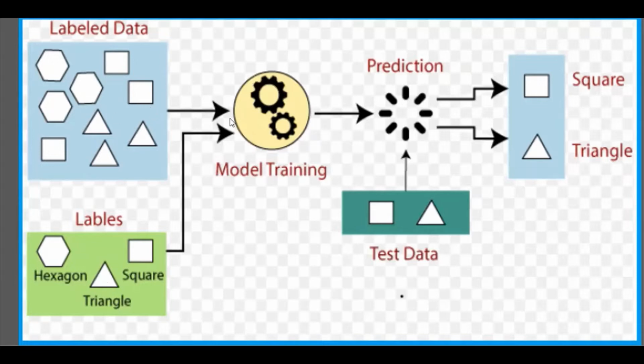Now you train. After training, you give new data in the form of a square or triangle. If you supply new data, the machine has to say this is a square and this is a triangle, because these are already labeled, the machine will be able to say.